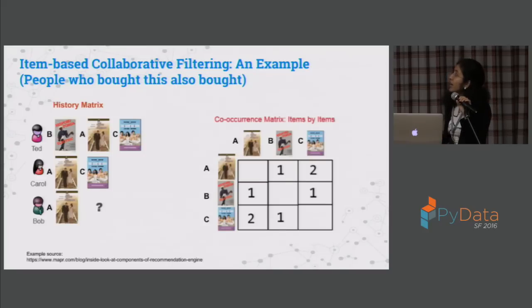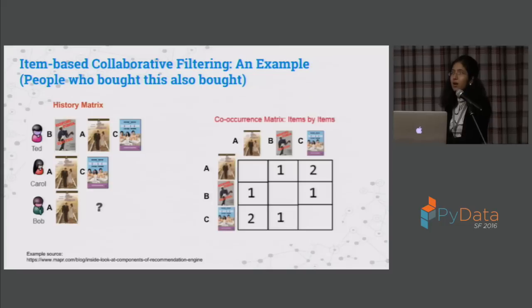On my left-hand side, we have some sample users, Ted, Carol, and Bob, and the movies they have been watching, movies A, B, and C. Let's call this our purchase history matrix. In this method, given a history matrix, first of all, we build a co-occurrence matrix. What do we mean by a co-occurrence matrix?